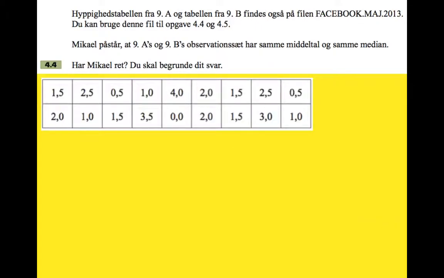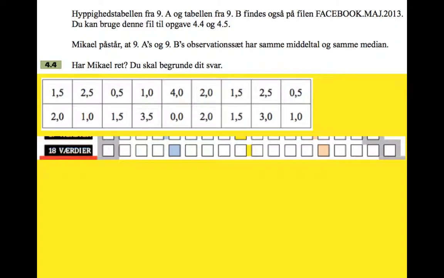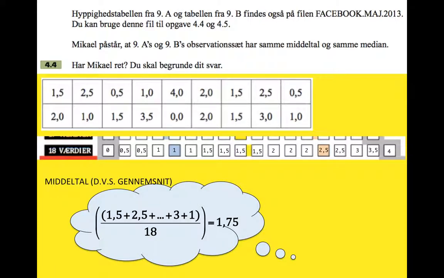And then in 9B, with 18 pupils, if we write all the values in, you can see in the middle you've got 2 1.5s, so the median is 1.5 again. And then the middeltal or gennemsnit, the mean average in English, again, adding them all up and this time dividing by 18, because there's 18 of them, gives you 1.75 again.